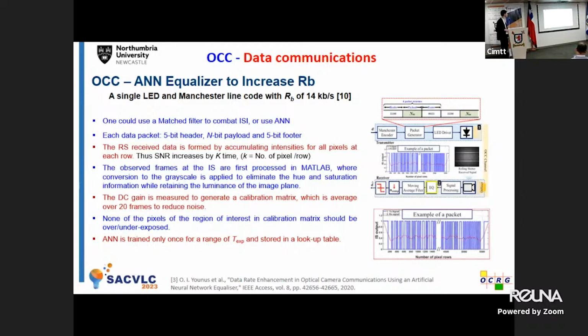This is more specific about the header and the payload that we designed here. We measured the signal-to-noise ratio from a different perspective, from the image point of view, in which we sum all the rows that represent one bit status, and the intensity of each row is accumulated. This represents the power or energy of that bit, and we divide that by the signal after getting the DC gain. Here we get this data to design an equalization using an ANN.